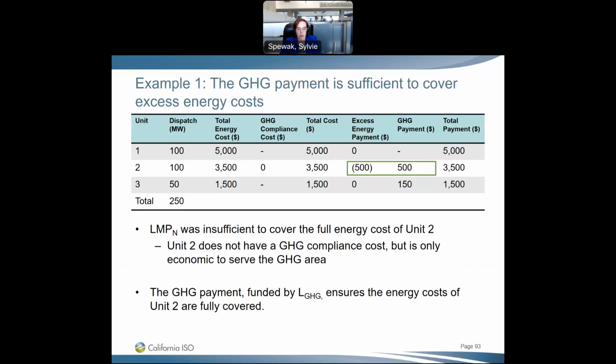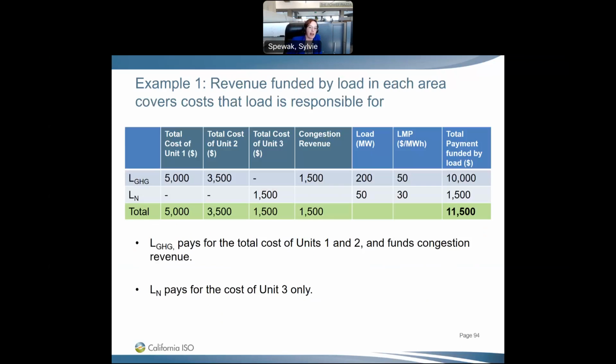The first time I went through this confused me a little bit because I was thinking, wait a minute, it's responding to LMPN, and LMPN is funding most of this resource's energy cost. But what's actually happening is that load only pays for what they're responsible for. So the LMP is the price signal for these resources, but we're going to start at the end here to see how each area actually pays for its capacity.